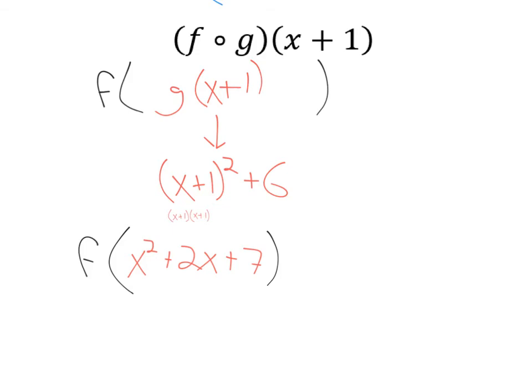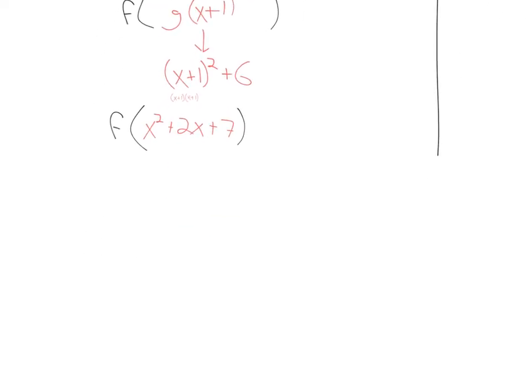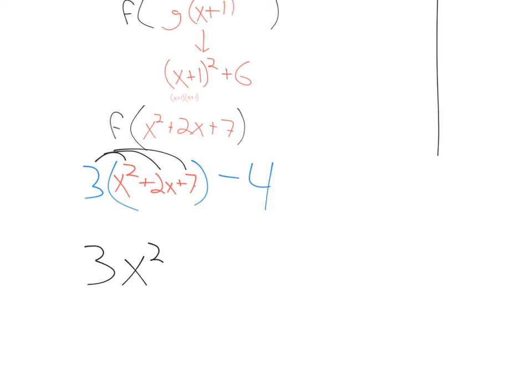So now I have to figure out, okay, what was the f function asking? Well, the f function was 3x minus 4. 3 times my input, minus 4. So 3 times something minus 4. That something just so happens to be x squared plus 2x plus 7. Well, let's do our distribution, make it look nice and pretty. We're going to get 3x squared plus 6x. Let's see, 3 times 7 is 21, minus 4 is 17, positive 17.